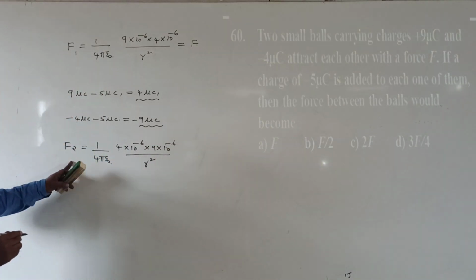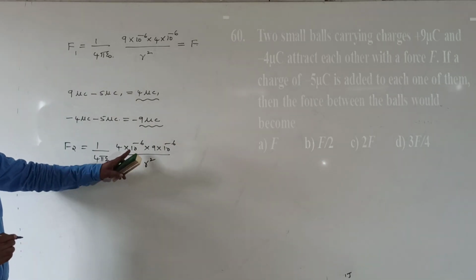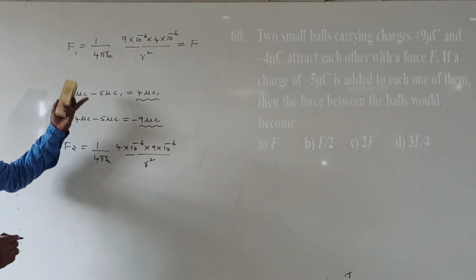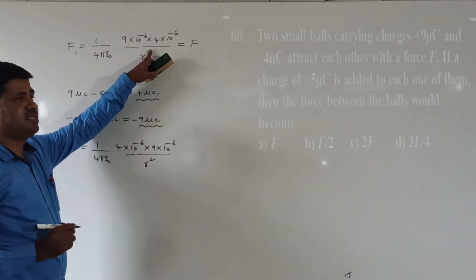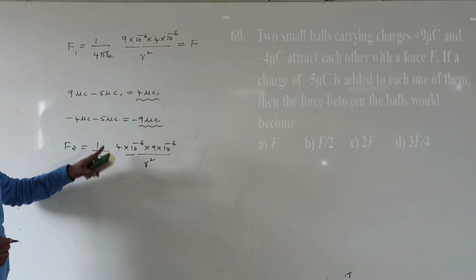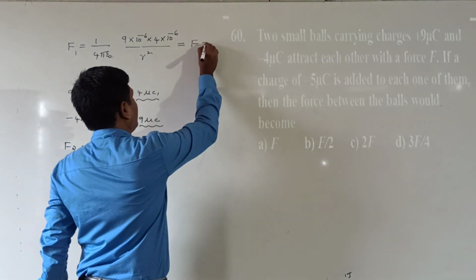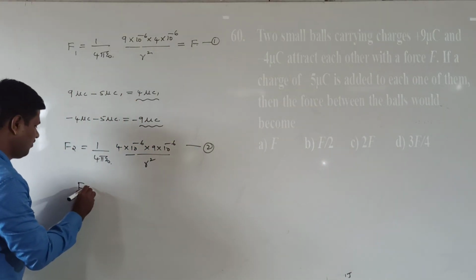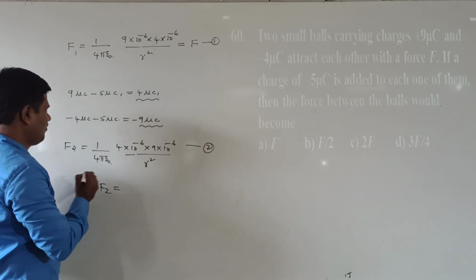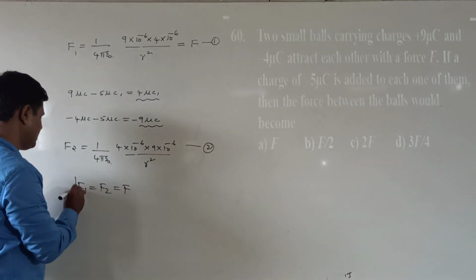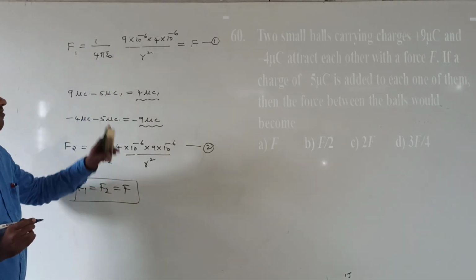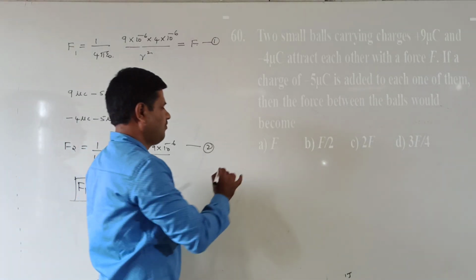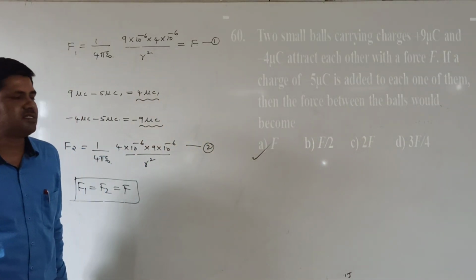See here, this equation and that equation: 4 into 10 power of minus 6 and 9 into 10 power of minus 6 appear in both. F1 is equal to this value, which is considered as F already given. So this is the same as the earlier equation. Equation 1 and equation 2 are the same, so F1 equals F2 equals F. F2 is also equal to F because the two equations represent the same values. So which option is correct here? A option is correct. Okay, thank you.